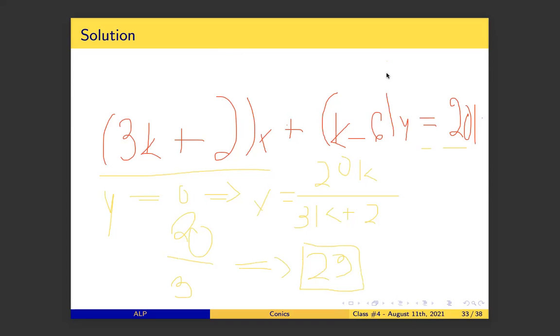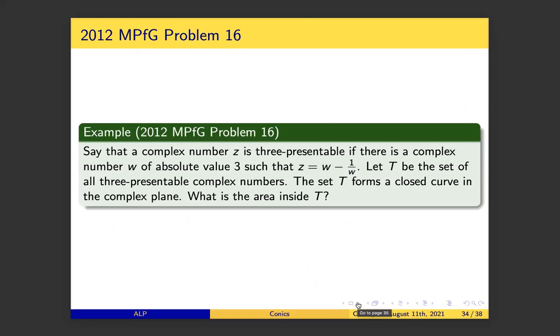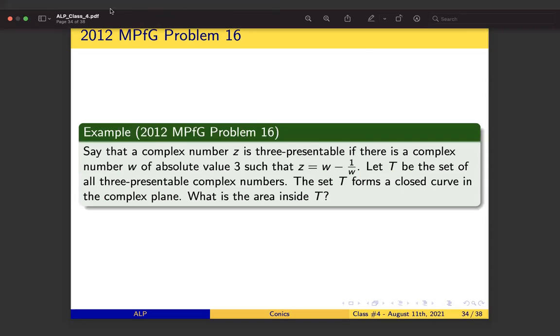All right, so our next problem is going to be from the Math Prize for Girls competition. It is 2012 Math Prize for Girls, problem 16. This is the problem statement. Say that a complex number z is 3-presentable if there is a complex number w of absolute value 3 such that z equals w minus 1 over w. Let T be the set of all 3-presentable complex numbers. The set T forms a closed curve in the complex plane. What is the area inside T? So go ahead. This is actually a bit simpler than these previous two examples. So take a few minutes to do that.